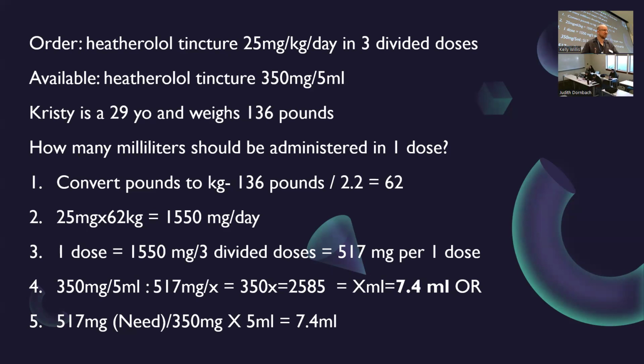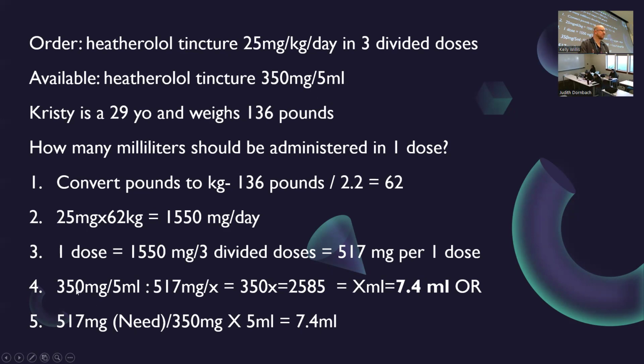There are a couple of ways to do this. And I think you were taught the dimensional analysis portion, where you take the 517 milligrams in 1 dose, because you're going to divide 1550 by 3 doses to get 517. So you'll do the 517, which you need, over 350 milligrams by however many milliliters are available, 5 milliliters, to get 7.4 milliliters. And the way I was taught and always do it is cross multiply.